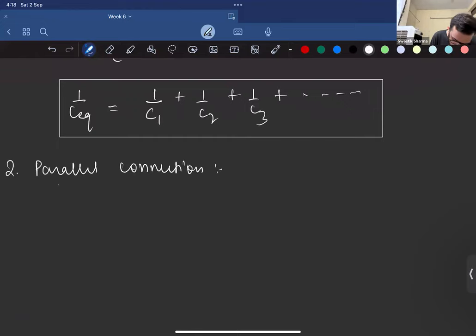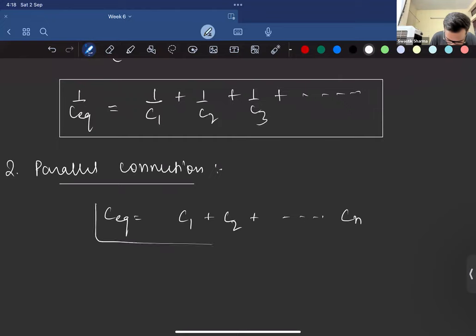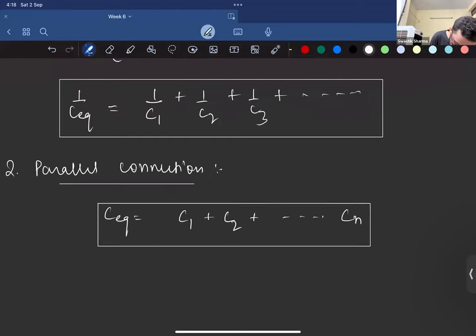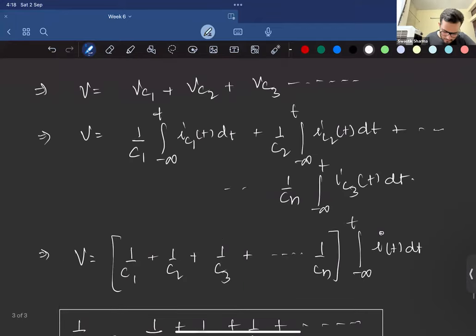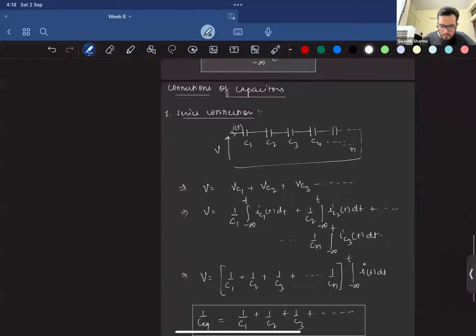And now, for parallel connection, it would be the opposite. So please do the exercise yourself. The C equivalent will come out to be C1 plus C2 plus Cn. Do you want me to show how parallel connection behaves, or will you see it for yourself by taking the voltage same across all of those capacitors?